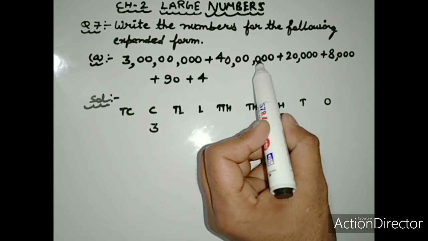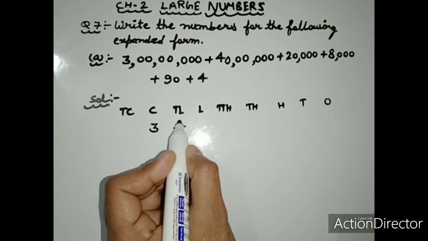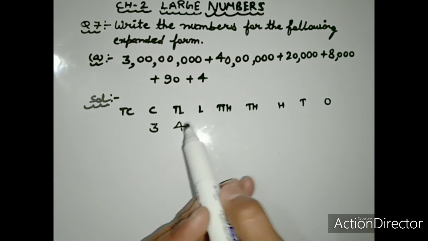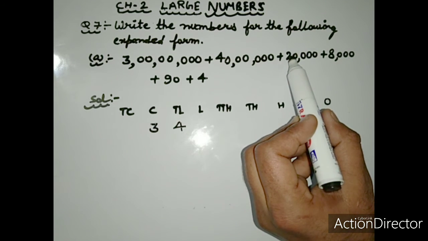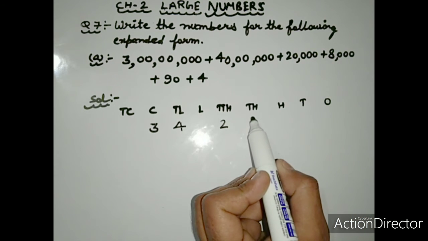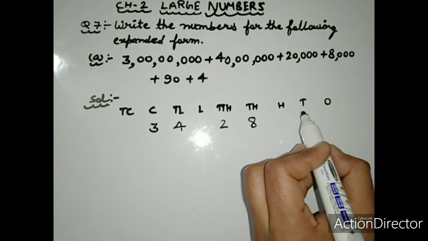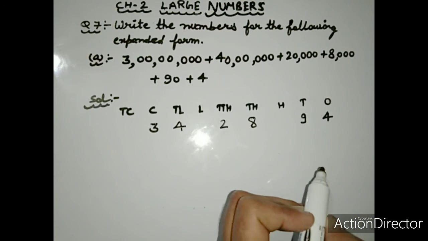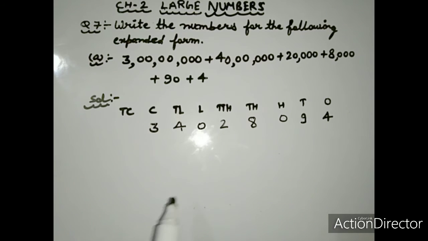Now ones, tens, hundred, thousand, 10,000, lakh, 10 lakh. 4 in the 10 lakh place. So in the place of 10 lakh, here we fill 4. Ones, tens, hundred, thousand, 10,000. 2 in the 10,000 place, 8 in the thousand place, and 9 in the tens place, and 4 in the ones place, and other blank spaces fill with 0.